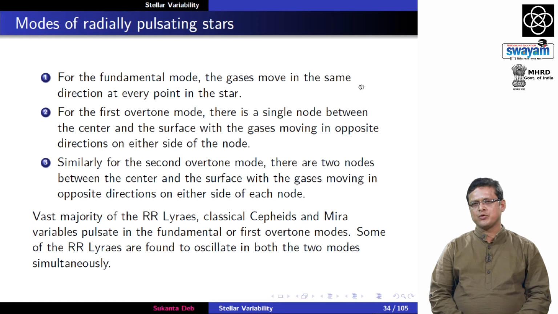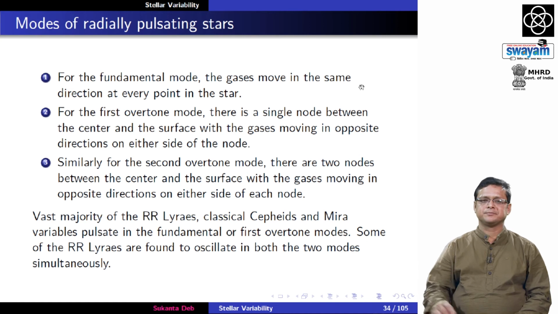For the first overtone mode, there is a single node between the center and the surface, with the gases moving in opposite directions on either side of the node. Similarly, for the second overtone mode, there are two nodes between the center and the surface, with the gases moving in opposite directions on either side of each node. The vast majority of RR Lyrae stars, classical Cepheids and Mira variables pulsate in the fundamental or first overtone modes. Some RR Lyrae stars are found to oscillate in both modes simultaneously.